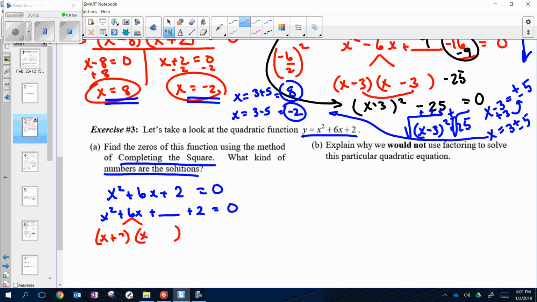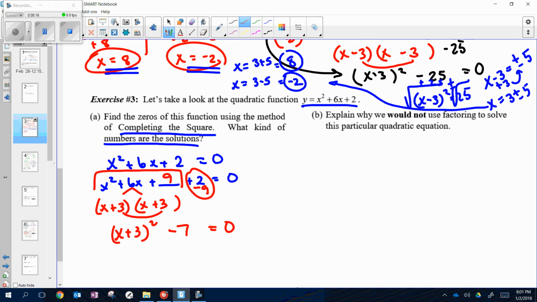This time it's a plus 3 plus 3. That makes a 9, so I need a 9 right here. So there's my x plus 3 squared. That's this part. Since I added in a 9, I need to take off a 9. So this number gives me a negative 7. Keep your equals because you still have an equation to solve here. So I'm done completing the square. Now I'm going to solve.